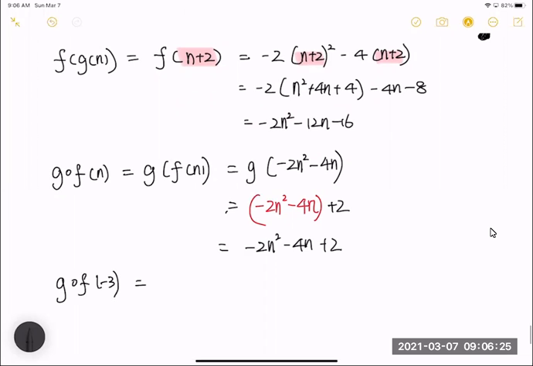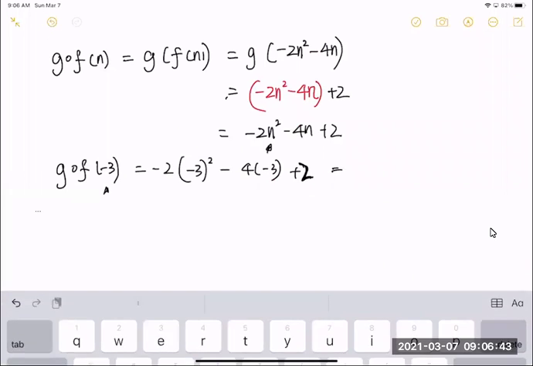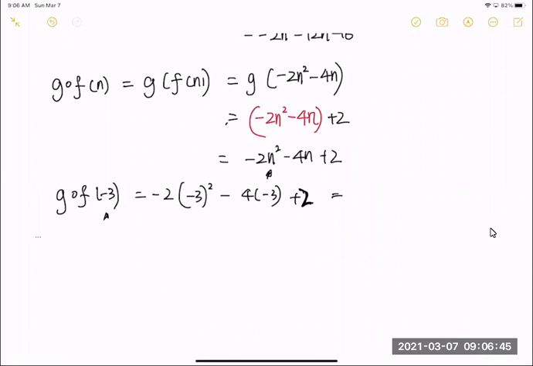We substitute n equals negative 3 into the equation. I have negative 2 times negative 3 squared minus 4 times negative 3 plus 12. Plus 2, sorry, not 12. We simplify it. Negative 3 squared is 9. 9 times negative 2 is negative 18, plus 12, plus 2. So this is equal to negative 4.